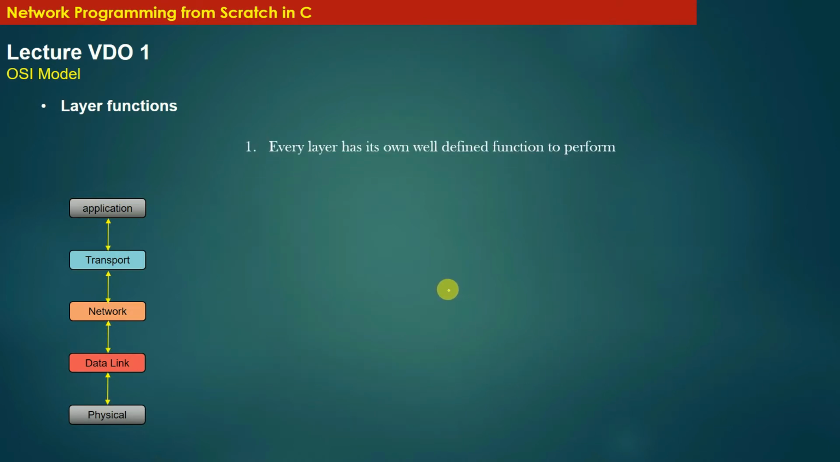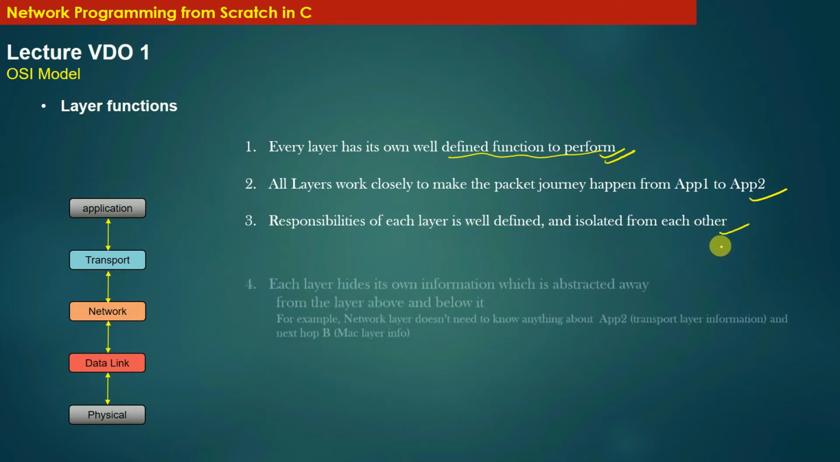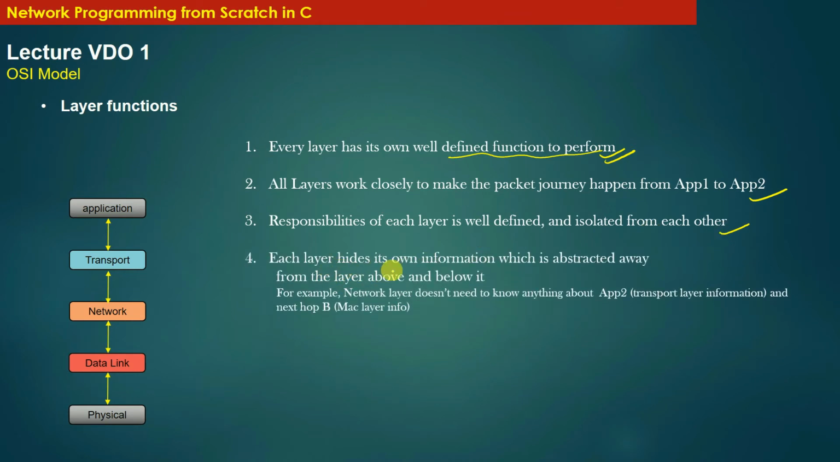So going forward, let us summarize the data encapsulation and decapsulation concepts. Each layer has its own well-defined functions to perform. All layers of the TCP/IP stack work closely to make the packet journey happen from application 1 to application 2. Responsibilities of each layer are well defined and isolated from each other. Each layer hides its own information, which is abstracted away from the layer above and below it.